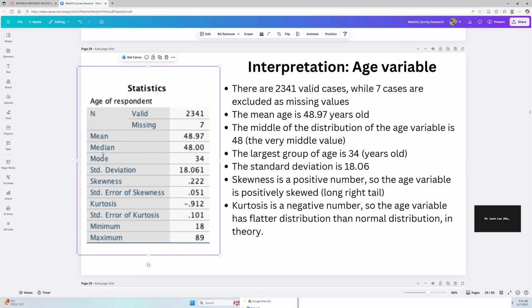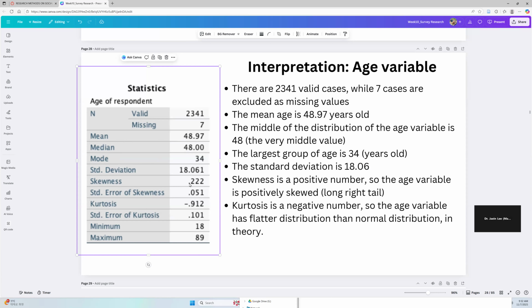In terms of age, the median is 48, so the middle of the distribution is 48. The mode of the distribution, which is the largest group in the age group, is 34 years old. So these are types of central tendency. And in terms of variability, the standard deviation is 18.061. We are not sure whether that is very big or not, but anyway, the typical distance between each case and the average age is 18. So the variability is 18.